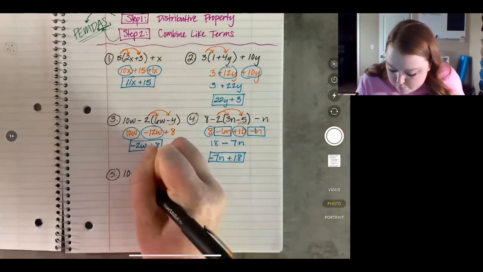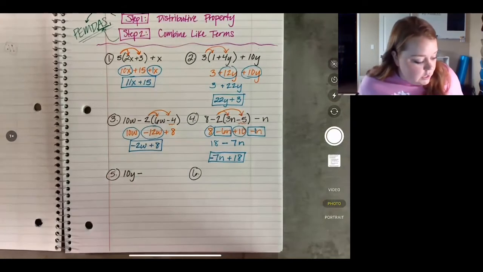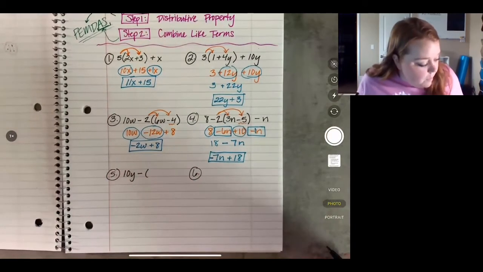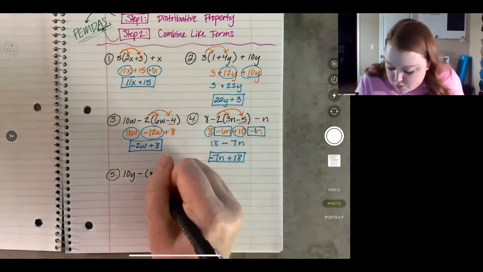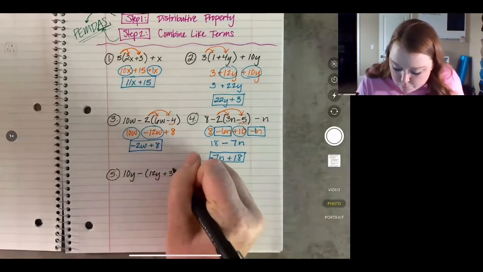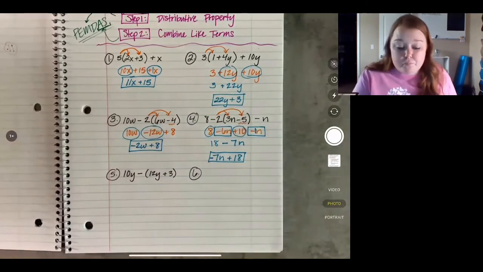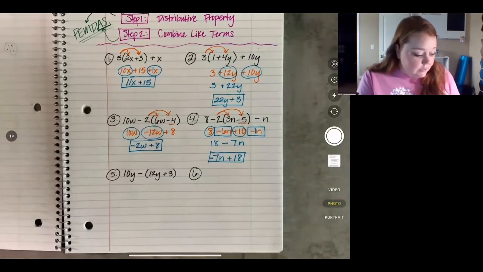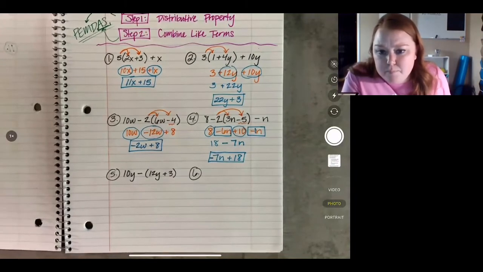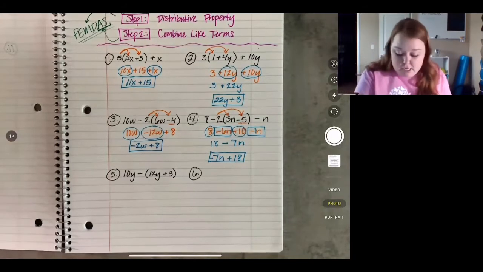10y minus, and then you're going to have a set of parentheses. Inside your parentheses, you have 12y plus 3. That's it. Now, I would love for you to pause the video here and see if you can just do this without me talking, okay? Pause. And when you're ready to check, let's go ahead and do this.